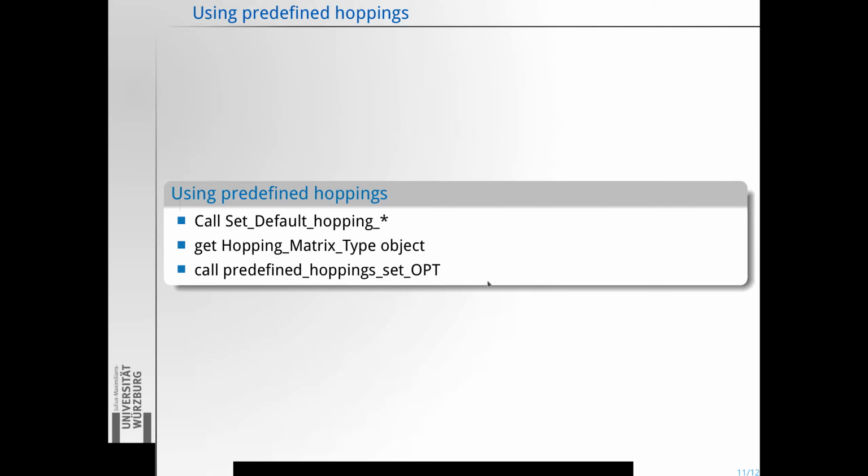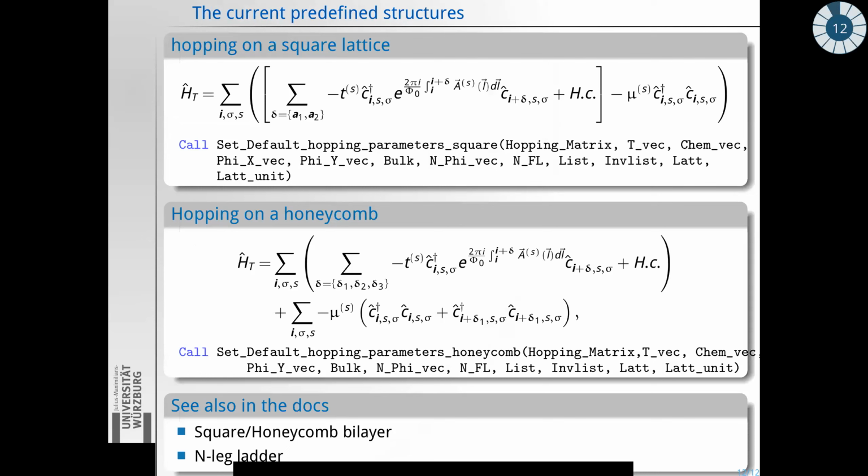And now we move on to presenting you some of the default hoppings that are already available. We do already have the hopping on a square lattice in a very general form. So this is given by this Hamiltonian with a magnetic field, with a hopping matrix T, with orbital degrees of freedom, with a chemical potential, and this full multitude of parameters can be obtained via a call to set default hopping parameters square on the square lattice, via a call to this function.